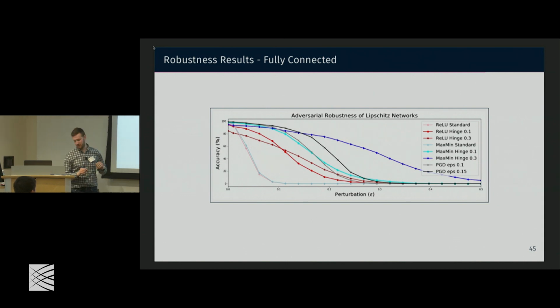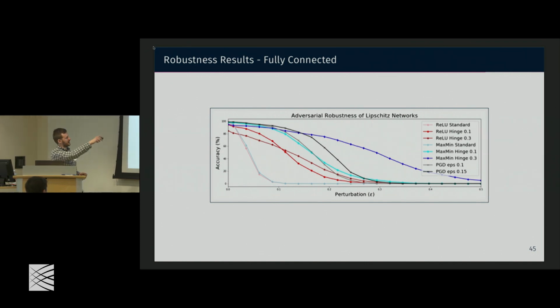And I'll walk through which of these curves should be looked at at each point. So first, these slightly transparent curves correspond to the standard accuracy of my networks with ReLU and max-min activations without any Lipschitz constraints. I just swap out the activation functions and I train them normally. And I see that I get pretty severe drop-offs in accuracy for even small perturbations. In red, I'm showing what happens if I use ReLU activations with our proposed norm-preserving linear layers.